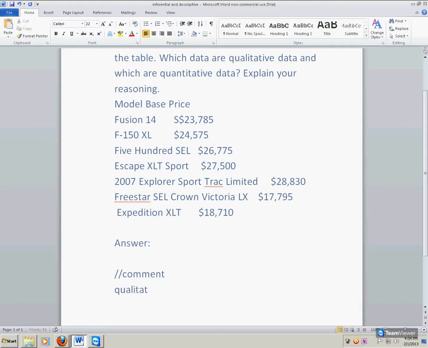Let's start with qualitative data. It consists of labels, attributes, and non-numerical data. Let's put labels. Let's spell labels, right?